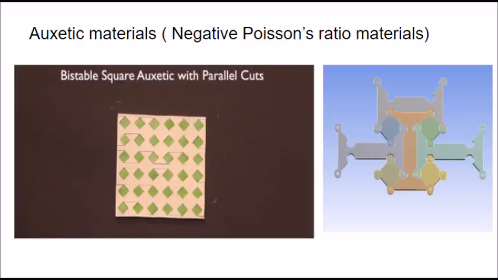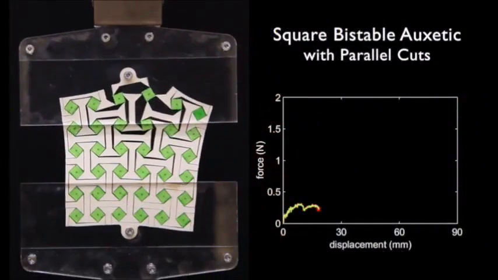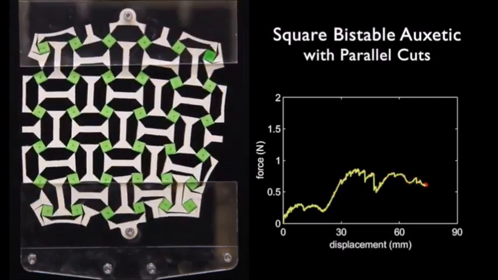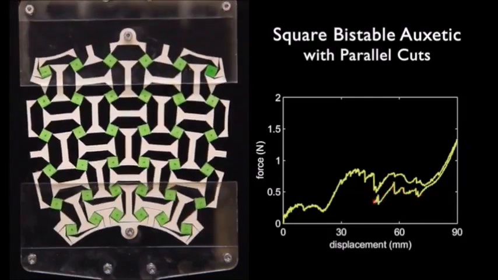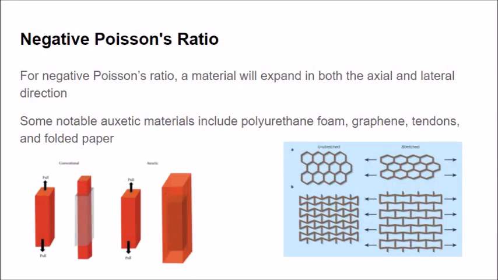If a material exhibits a negative Poisson's ratio, it will expand in both the axial and lateral directions when a force is applied in tension. However, it will contract in both directions when a force is applied in compression. A normal material will get thinner when stretched, while a negative Poisson's ratio material will get thicker when stretched. Notable materials with negative Poisson's ratio include graphene, polyurethane foam, tendons, and folded paper.